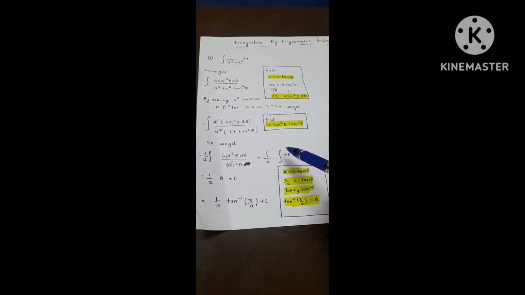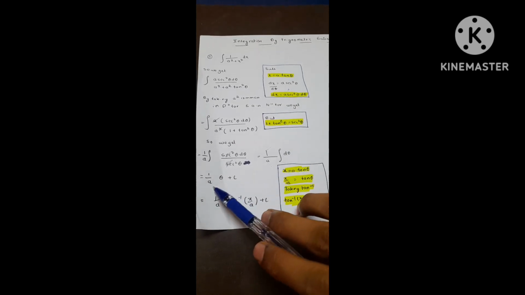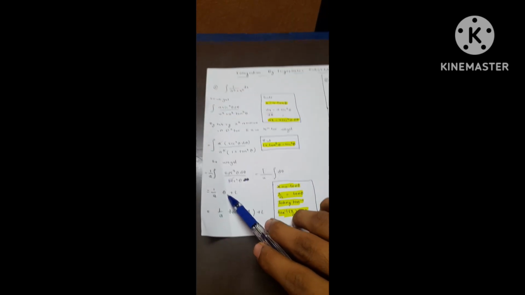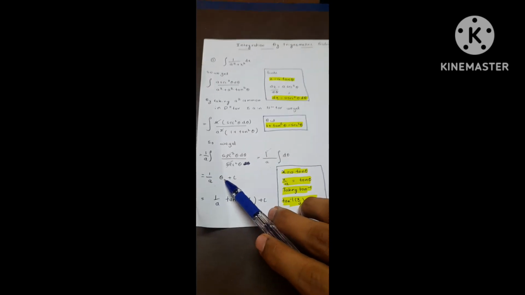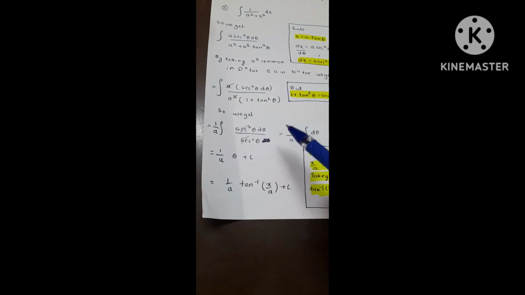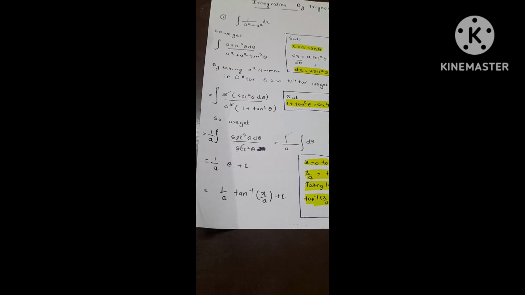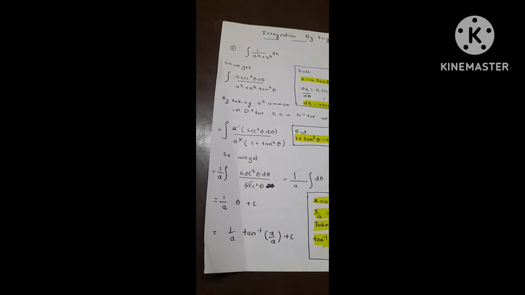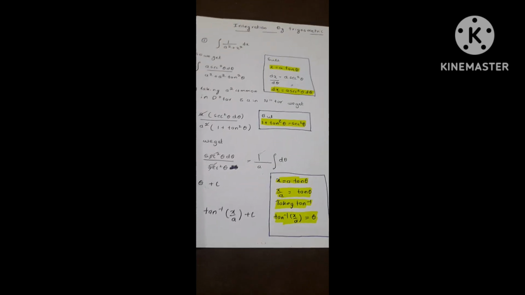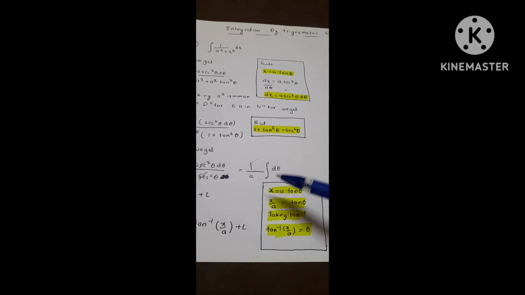The integral of 1 by a d theta equals 1 by a theta. Just like the integral of 1 by a dx is x plus c, in the same form we will get theta plus c. We know that the answer should be in the form of x, but the answer we are getting is in the form of theta. So we have to resubstitute.